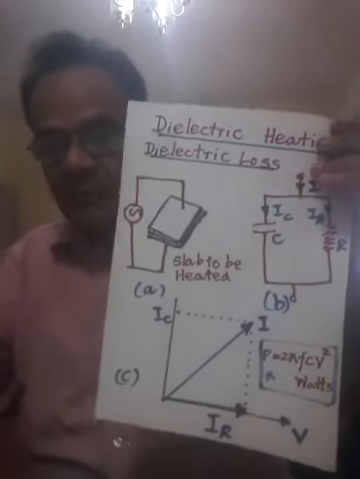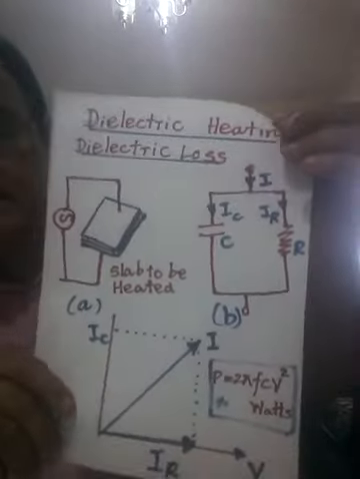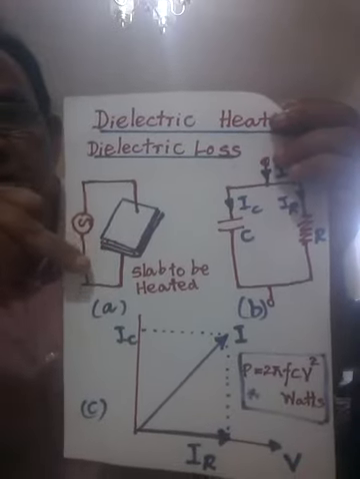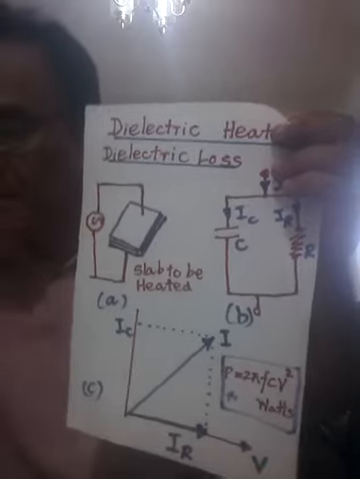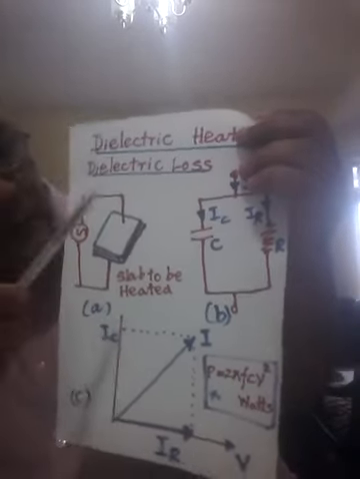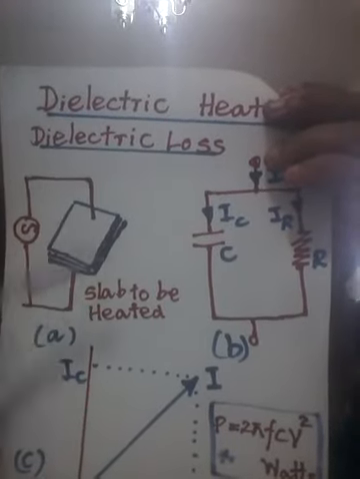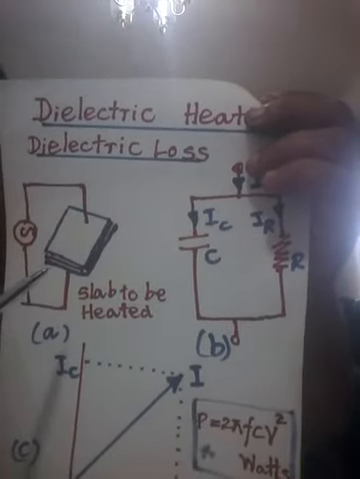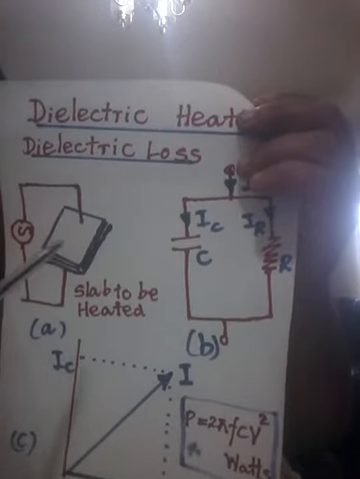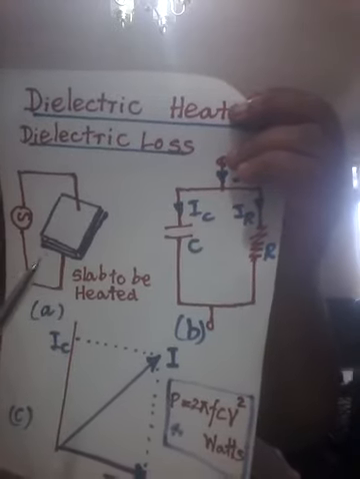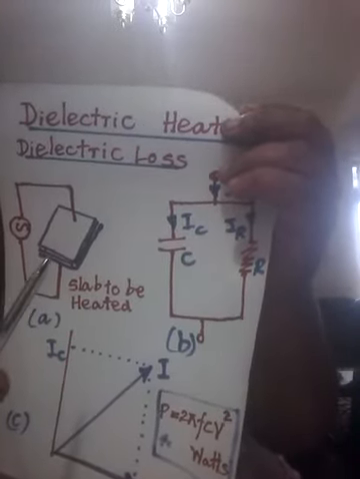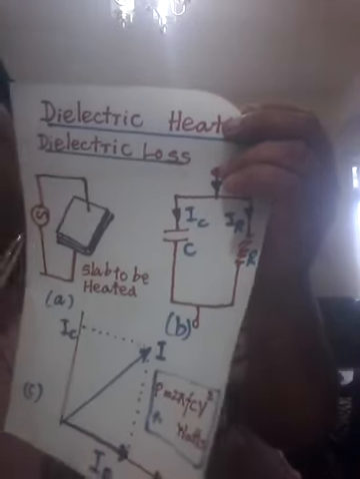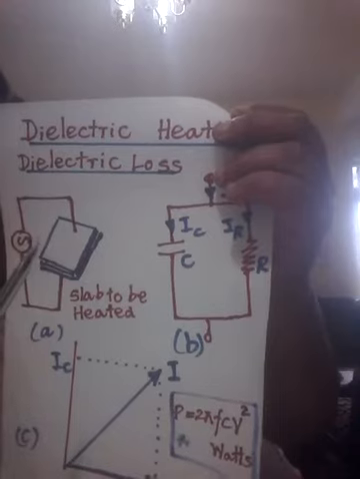Now I am going to discuss this. This is the high frequency supply, and these are conductor plates, upper and below. The two plates are like a capacitor. The material you want to heat can be put in the middle of the plates, and a high frequency signal is applied to heat it.